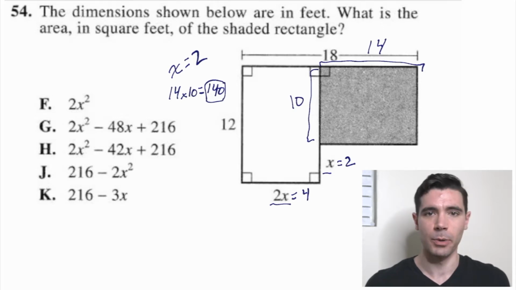Not yet, they don't. But we chose a value for x: 2. So let's go in and eliminate all the answer choices that don't give us 140. F, 2x squared. x squared is 4. 4 times 2 is 8. Not even close. So it's not F. And then we go to G.